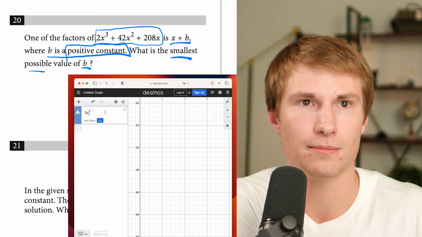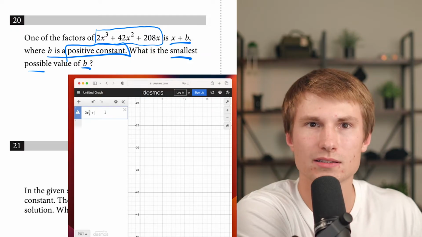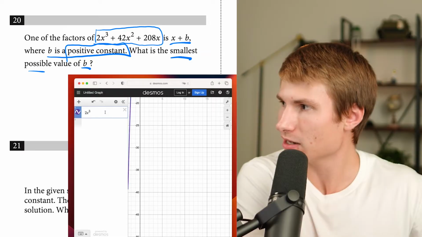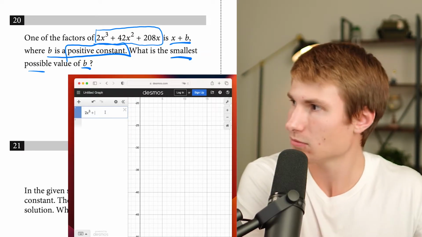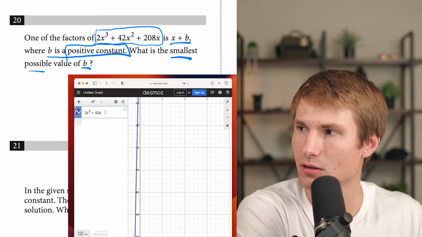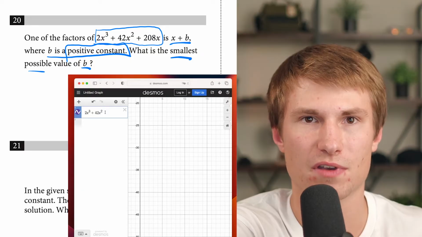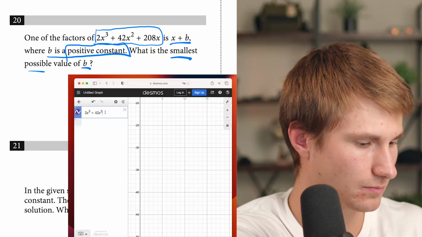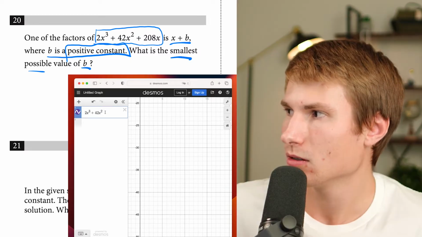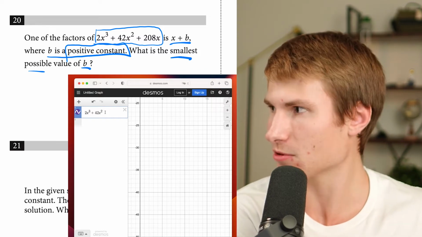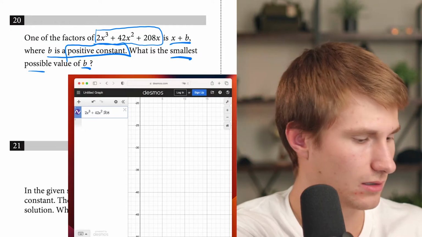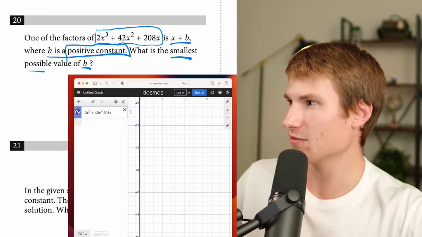Okay, and then we've got plus 42x squared. So plus, oh, whoa. Okay, so we got 2x cubed, there we go, plus 42x squared. My keyboard's really laggy right now. And then we've got plus 208x. Okay, my keyboard is not working. I wonder if my keyboard's out of battery actually. Let's see. Okay, plus 208x. I think my keyboard is running out of battery, but it looks like we got it in.